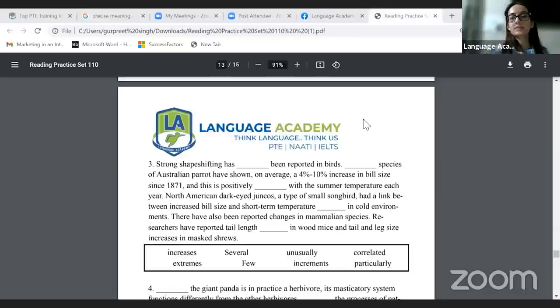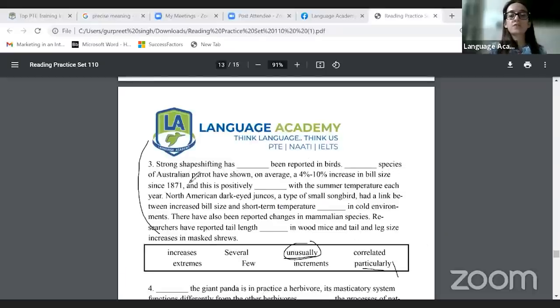All right, let's discuss the answers. Strong shape-shifting has been reported in words. We have two adverbs. The sentence is complete unusually or particularly. Unusually is a negative adverb. How do we know this thing is unusual? There's no hint that the sentence or the paragraph wants to say that this is an unusual happening. So we'll go with particularly, that we have seen this thing especially in birds.